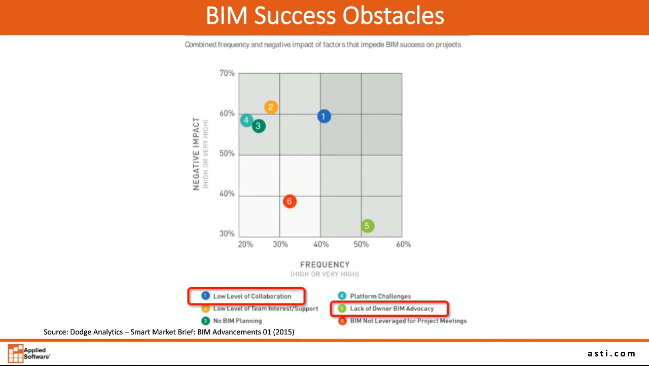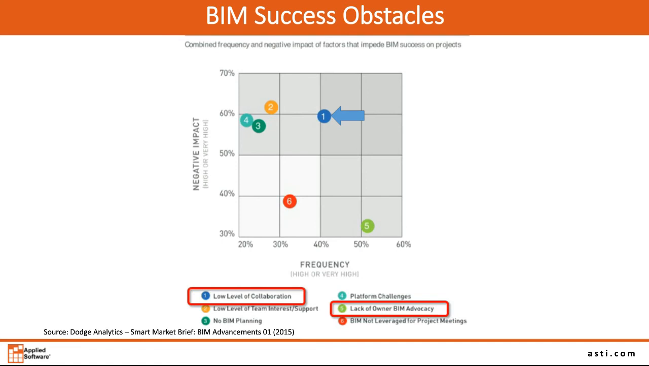And you'll notice that the item that probably has the greater overall impact from a negative standpoint is probably this number 1, which is a low level of collaboration, not because it has the highest potential for impact, but because combined with frequency, it has a bigger impact overall. So for example, number 2, lower level of team interest and support, while that would certainly have a high impact, it doesn't happen very often.